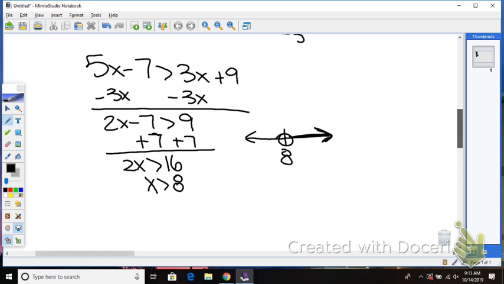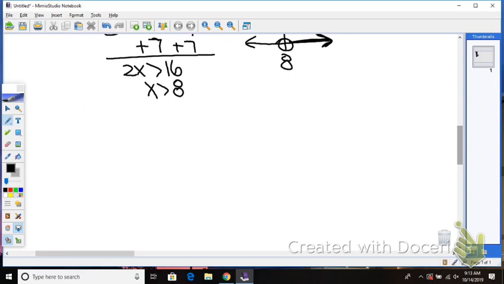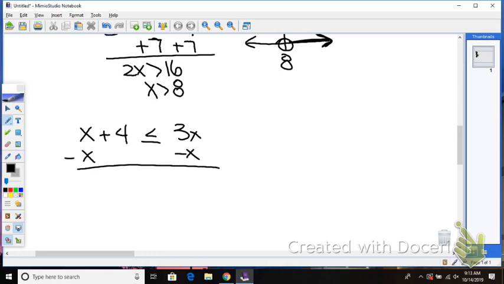Okay, this is the last thing I'm going to show you because I think this is all very easy, but this is just a reminder. Let's say I've got x plus 4 is less than or equal to 3x. What am I going to move first in this problem? The x. So I'm going to subtract the x to the right-hand side. So I have 4 is less than or equal to 2x. And now what am I going to do? Divide by 2. So I get 2 is less than or equal to x.